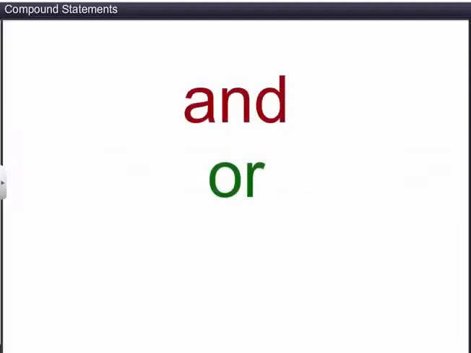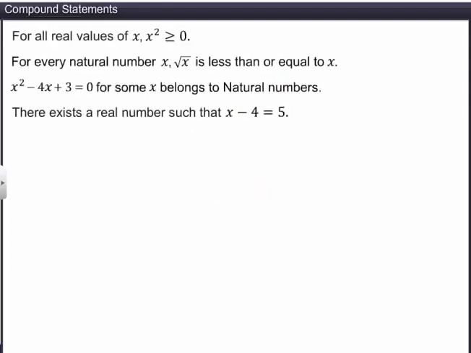We have seen compound statements with the connective words and, or. In mathematics, we come across statements that contain phrases like for all, for every, for some, there exists. These phrases convey the idea of quantity and refer to a specific collection of objects. Such phrases are called quantifiers.